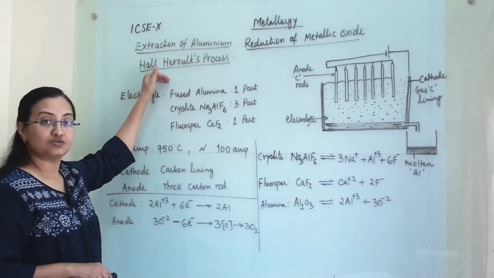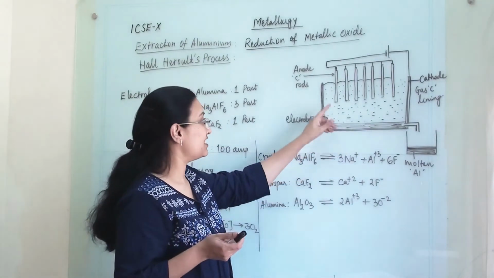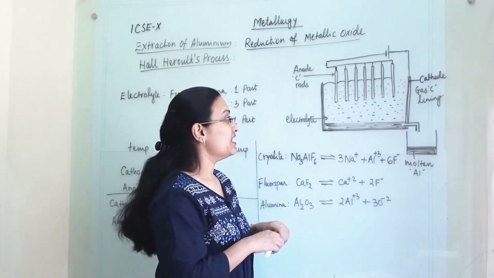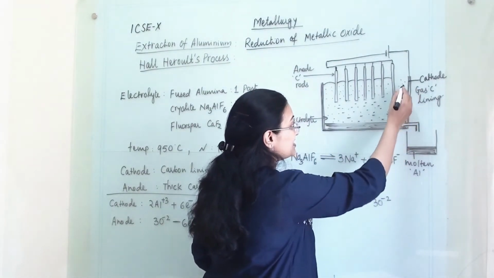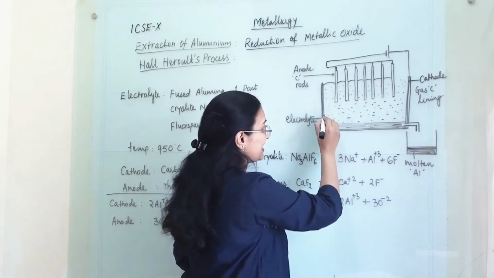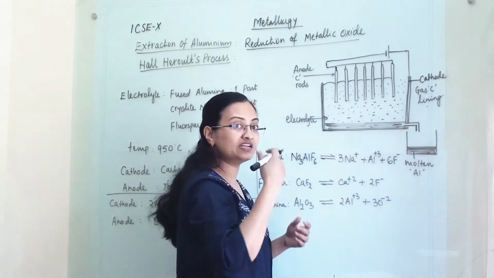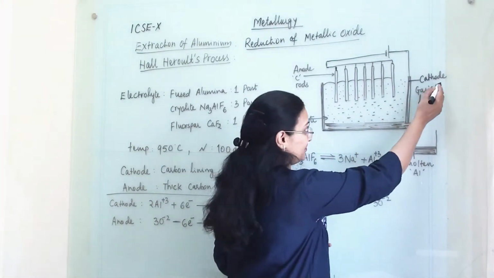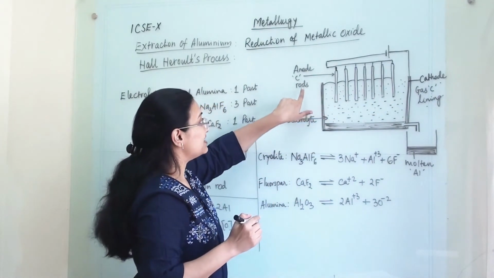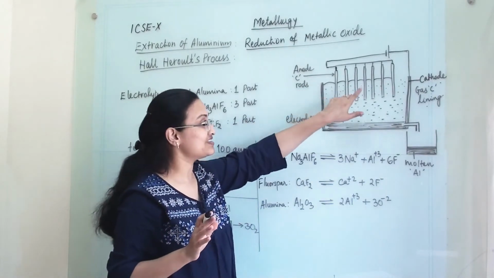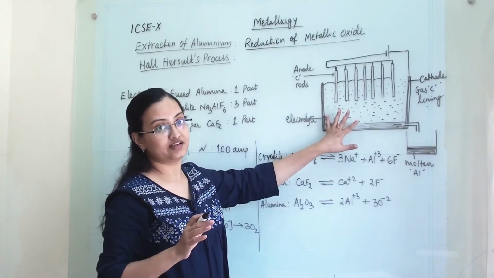Now this process is also known as Heroult's process. In this electrolytic reduction, we are taking an electrolytic cell in which, for the cathode, we have taken a lining inside the electrolytic cell. Whatever lining we have done is a gas carbon lining, and that gas carbon lining itself will act as the cathode. Now the anode. These are the anode rods and they are of carbon. There are 7 carbon rods we have taken, and they will act as the anode in this electrolytic process.